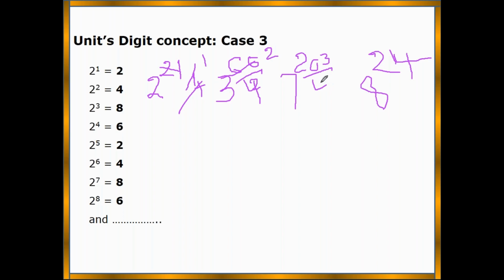Again 203 by 4: 4 50s are 200. The remainder is 3. 24 by 4: 4 6s are exactly 24. The remainder is exactly 0.